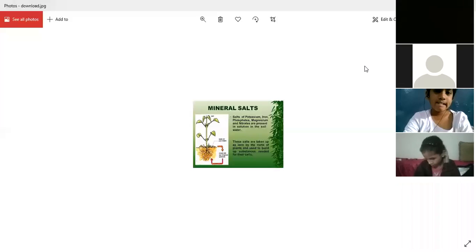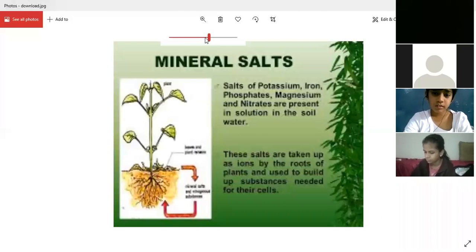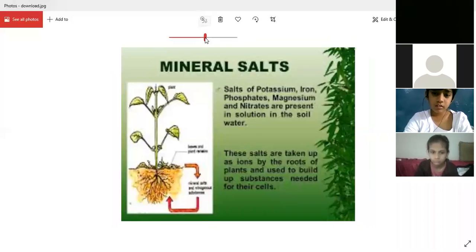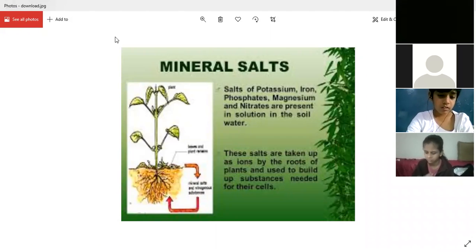Now over here, if I will show you another image that is also related to it. Now, what are mineral salts, right? In soil, there are different things which combine to make a soil. अब जमीन के अंदर क्या चीज होती है जो हम plantation वहाँ पे easily कर सकते हैं? Mineral salt is there in this soil. Now, what is a mineral salt? Salts of potassium, iron, phosphorus, magnesium, and nitrates are present in solution in the soil water.